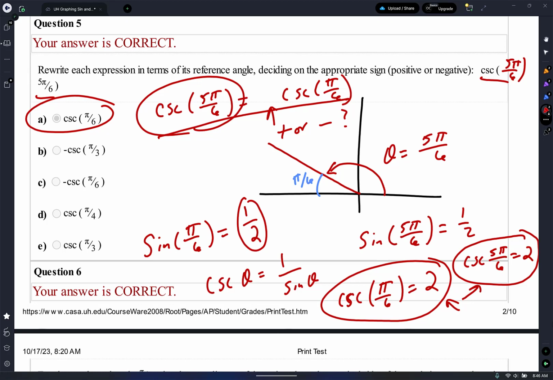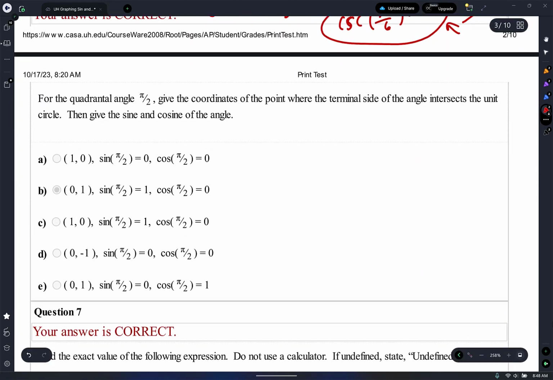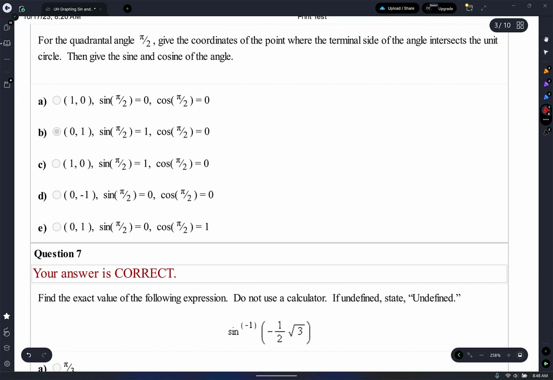Because pi over 6 is always positive. Anything in quadrant 1 is always positive. Every time you use your reference angle, the output's always positive. You know what I mean? Okay. Look, it gets easier. It just looks like a fancy word, guys: quadrantal angle.